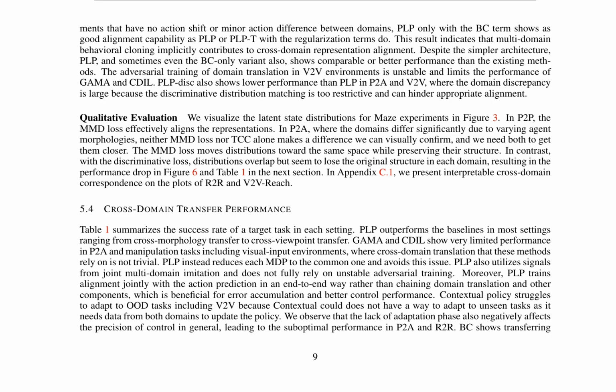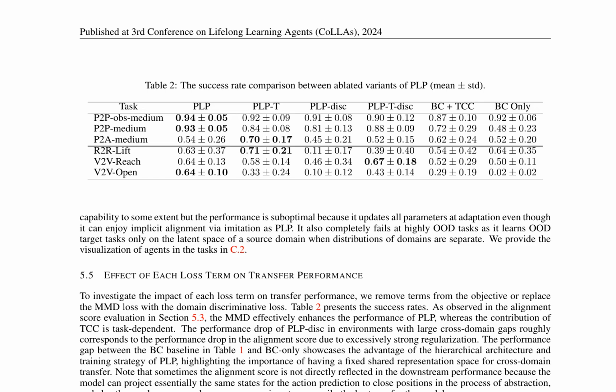The results indicate that the MMD loss effectively enhances the performance of PLP, whereas the contribution of temporal cycle consistency, TCC, is task-dependent. In addition, the authors visualize the latent state distributions for maze experiments, showing that the MMD loss aligns the representations while preserving their original structure, whereas domain-discriminative training can disrupt them. The results also demonstrate that PLP can adapt to unseen tasks, whereas contextual policy struggles to adapt to OOD tasks.